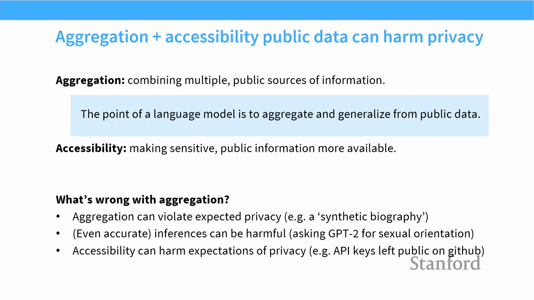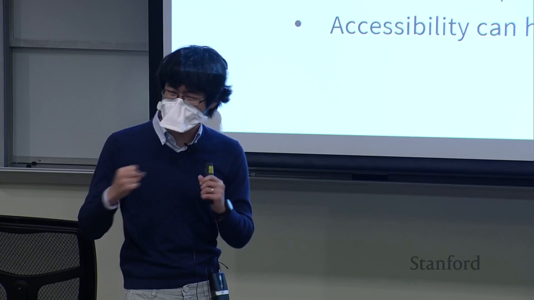And finally, accessibility can harm expectations of privacy. If I have a website that's not scraped by Googlebot, it's technically speaking public, but I have an expectation of privacy. So the boundaries of what constitutes private information are honestly pretty loose. For all of these reasons, language models represent a new frontier of privacy harms and safety violations for people. Any questions? I feel like sometimes this is controversial with people.